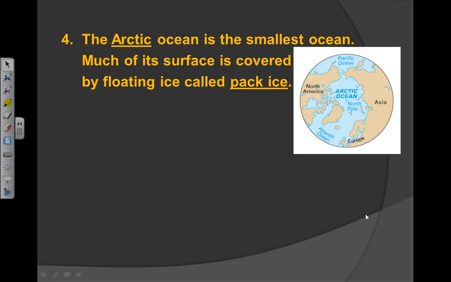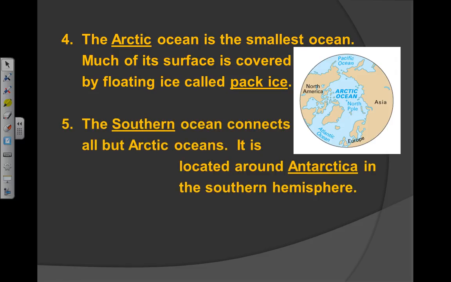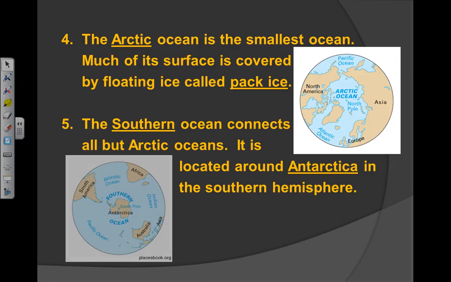Number 4, the Arctic Ocean is the smallest ocean. It's located up here where the North Pole is at the top of the Earth. Much of its surface is covered by floating ice called pack ice. And in some books, you see it called sea ice. Number 5, the Southern Ocean connects all but the Arctic Ocean. It is located around Antarctica in the southern hemisphere. So now if I'm looking at the South Pole, here is Antarctica, and the Southern Ocean is what surrounds it.